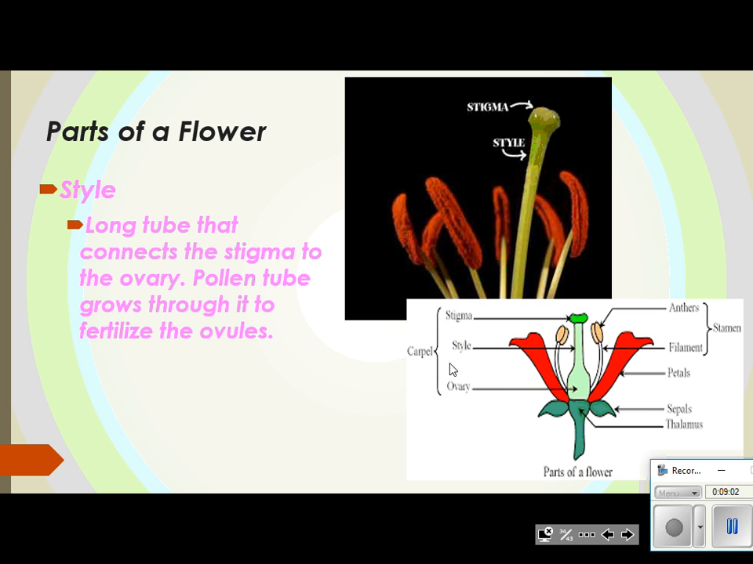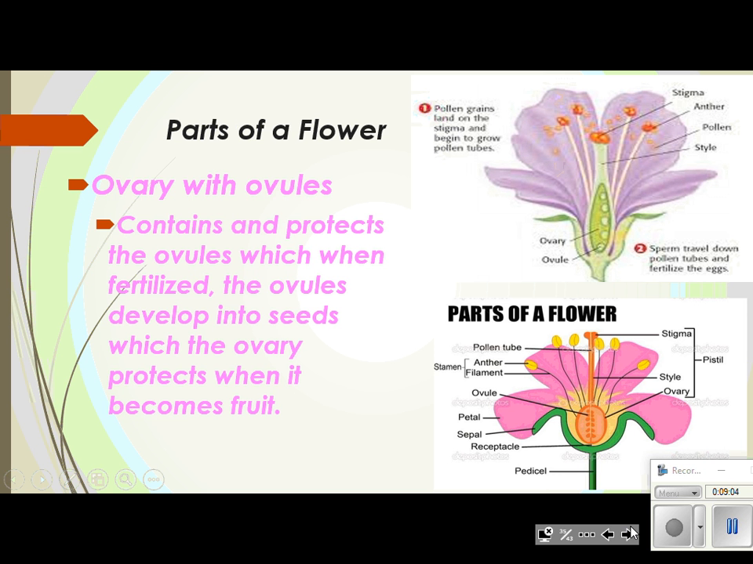So the next part, we talked about the stigma, we talked about the style. Let's talk about the ovary. Now, it describes the ovary with ovules. The ovary contains and protects the ovules. The pollen will come down and fertilize the ovules, and they will end up developing into seeds. What grows around to protect the seeds? The particular fruit that comes from whichever plant we have.